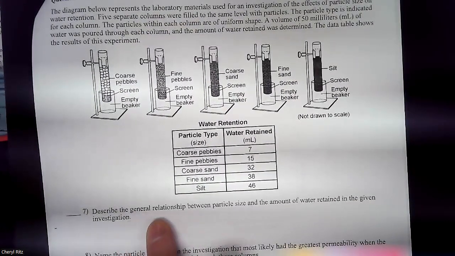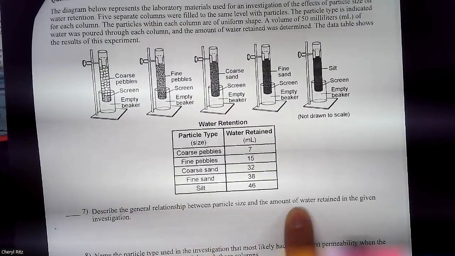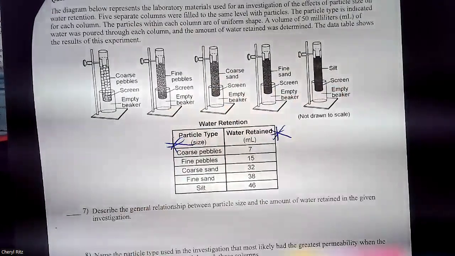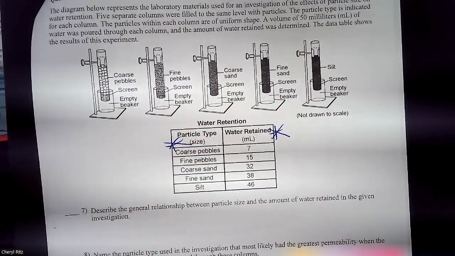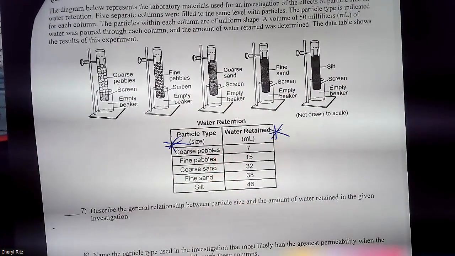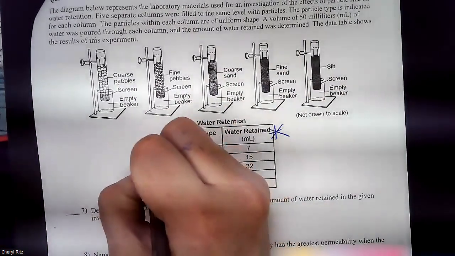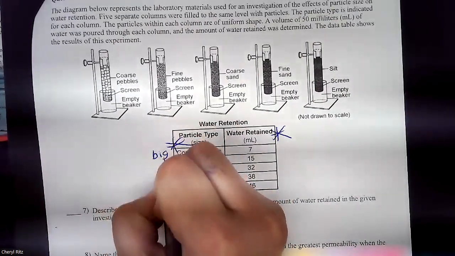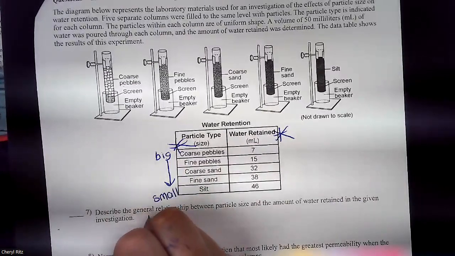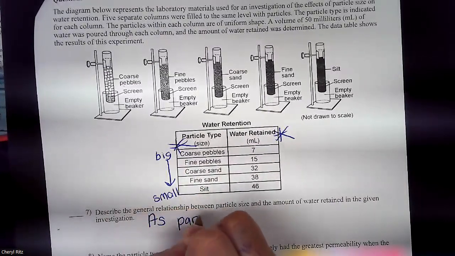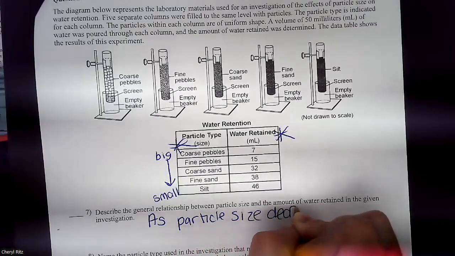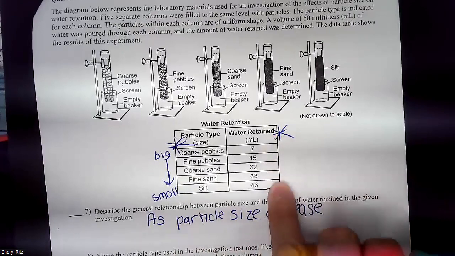And in the end, it asks for the general relationship between particle size and the amount of water retained. What is the general relationship? So we have to look at this table. Pebbles, pebbles, sand, sand, silt. What do you notice about those? Okay, so they start off at the biggest and they go down to the smallest. So I'm going to start as particle size decreases. What happens to water retention?